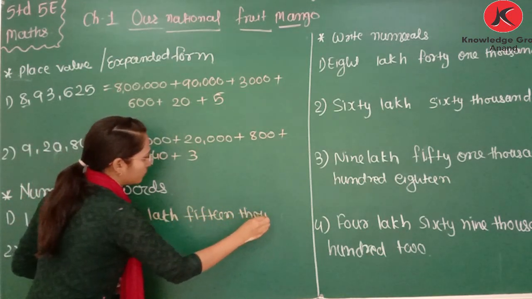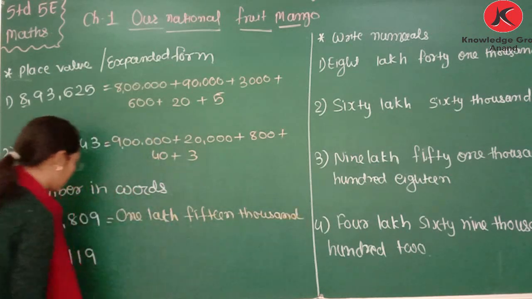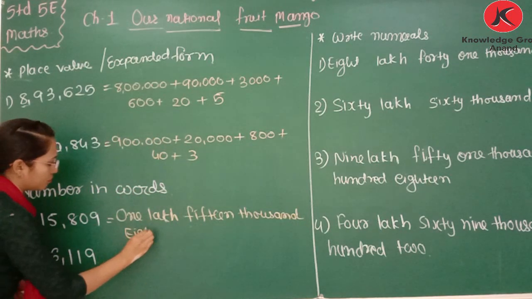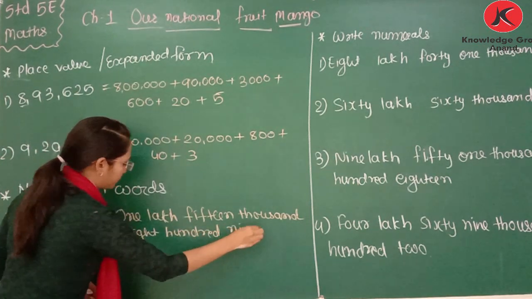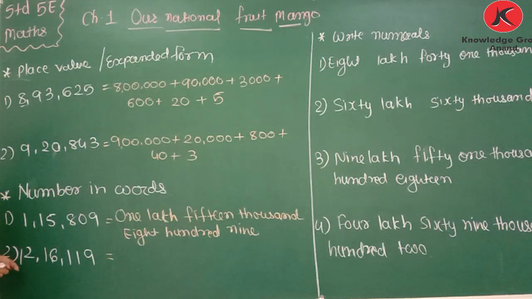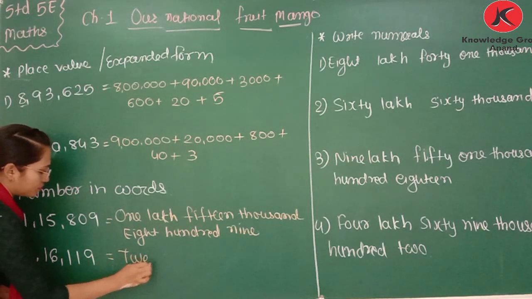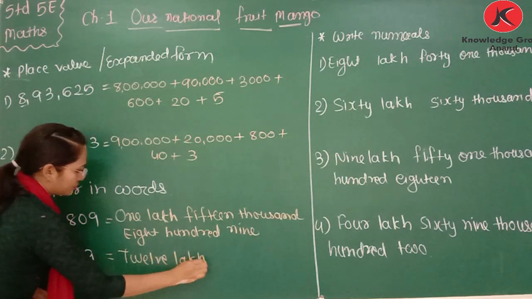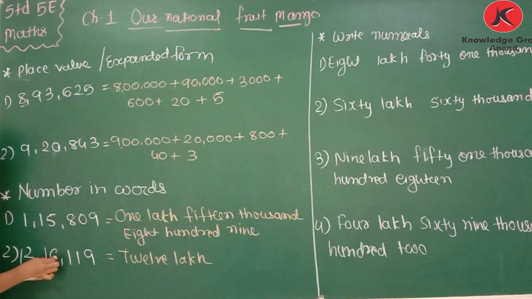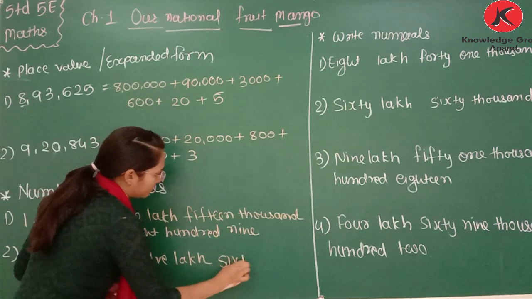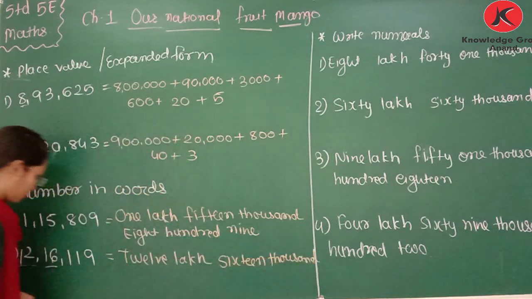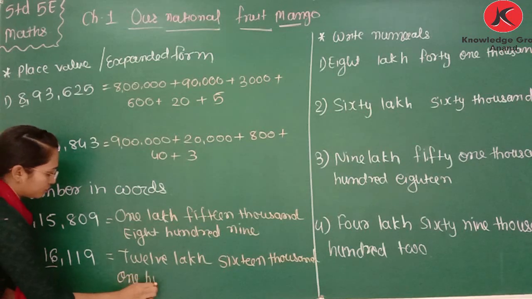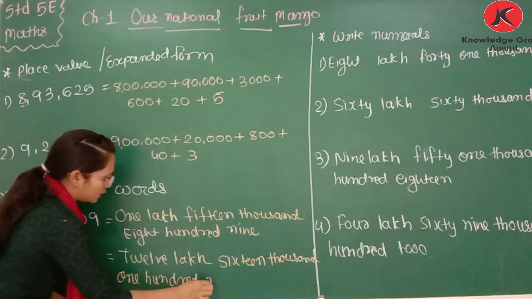15,800. For next one, it is 12 lakh. 1, 10, 100, 1000, 10,000, lakh, 10 lakh. So it is 12 lakh 16,000.